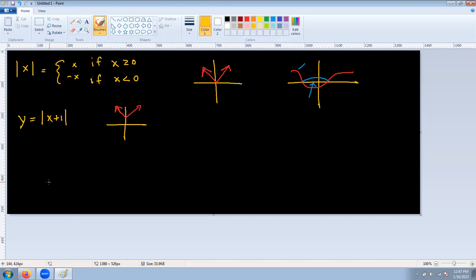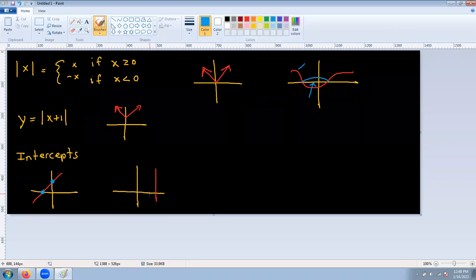Okay, what about intercepts? What if I have something like this? What if I have a line going through here? Isn't this 2 intercepts? What if I do something like this? Isn't this 1 intercept? What about something like this? I think that's another intercept right there.